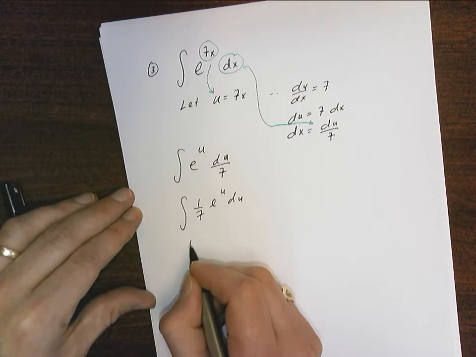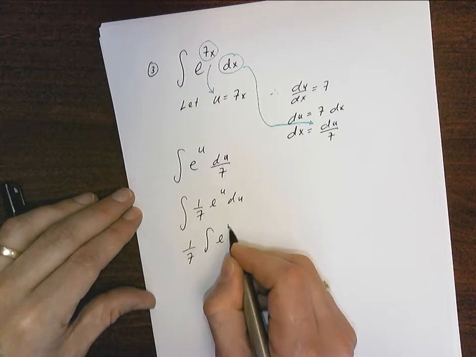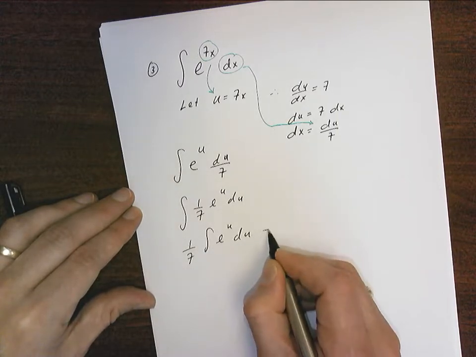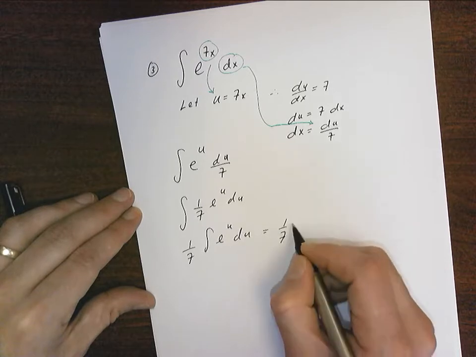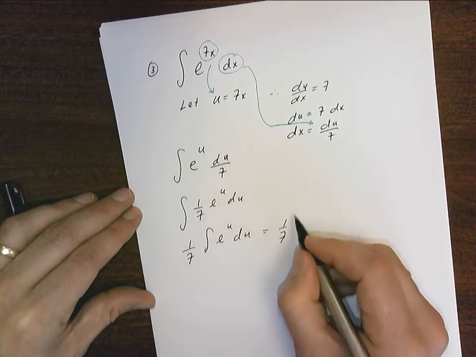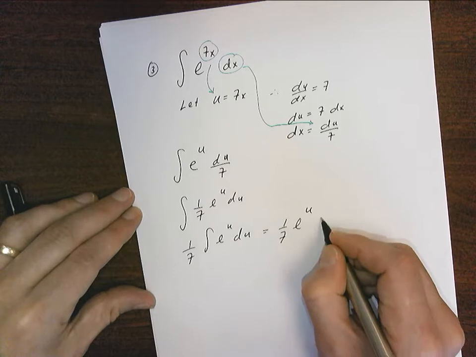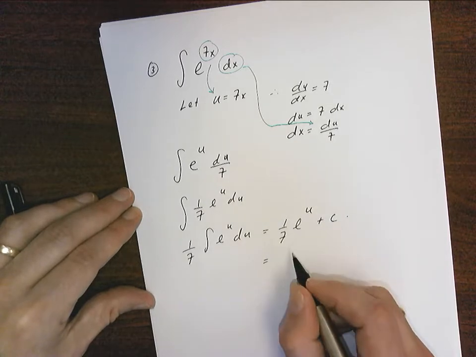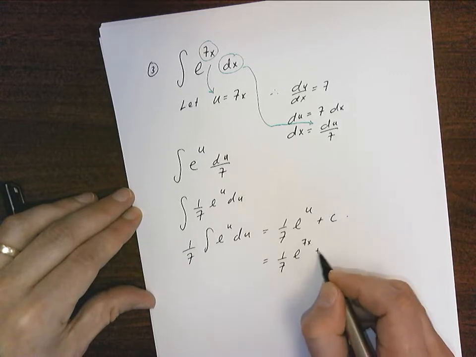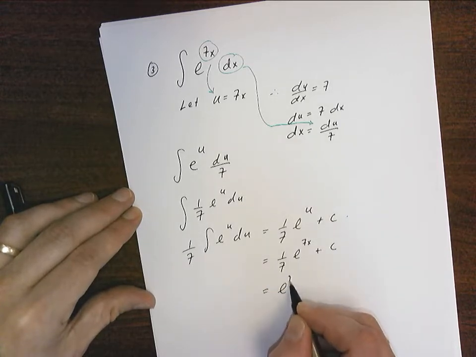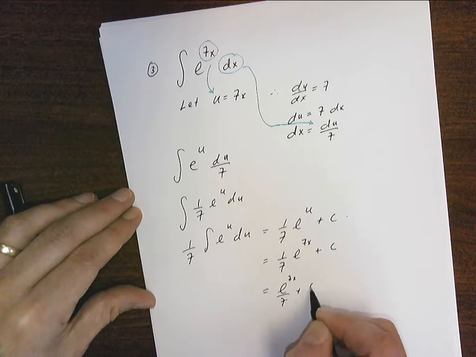That's a constant. I'm going to take it out. The integral of e to the u du is going to equal 1/7 times the antiderivative of e to the u, which is e to the u plus c. Replacing it back in terms of x will be 1 over 7 e to the 7x plus c, or simply e to the 7x over 7 plus c.